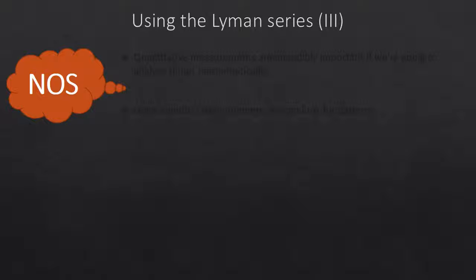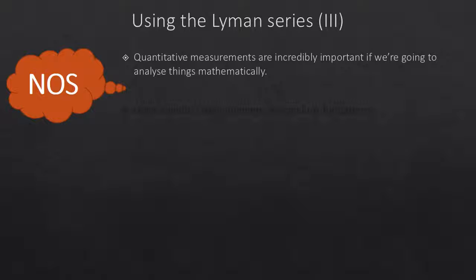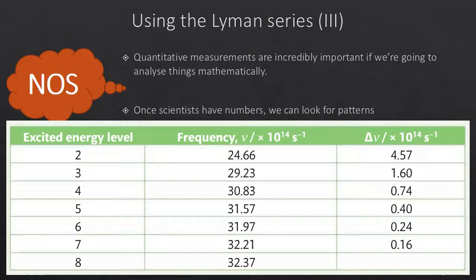Okay, still on the Lyman series, and this is one of the massive NOS points out of this atomic theory section. If we're going to do science accurately, we really need quantitative measurements. This is so we can analyse things mathematically in order to see patterns. So while it might be obvious just looking at something that there is a pattern occurring, until we have the numbers, we can't really show that there's something happening. Now, this table has been snipped directly from your textbook. So what is this table telling us?